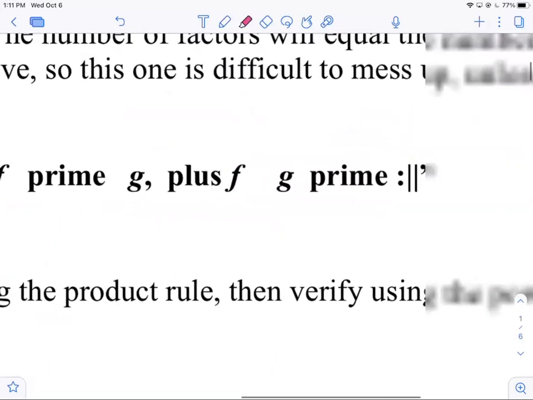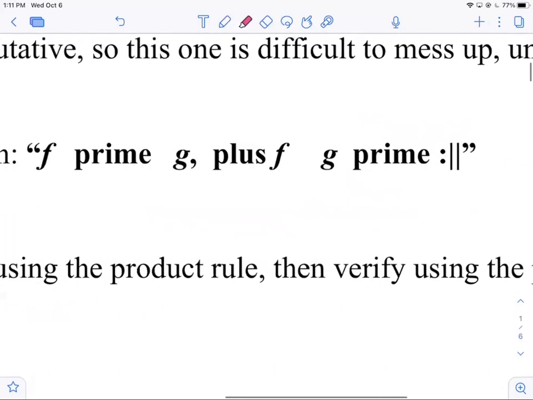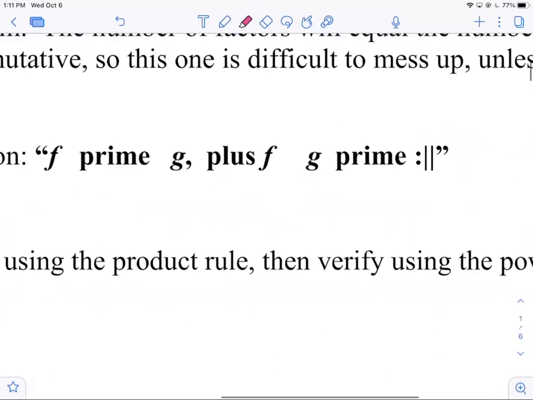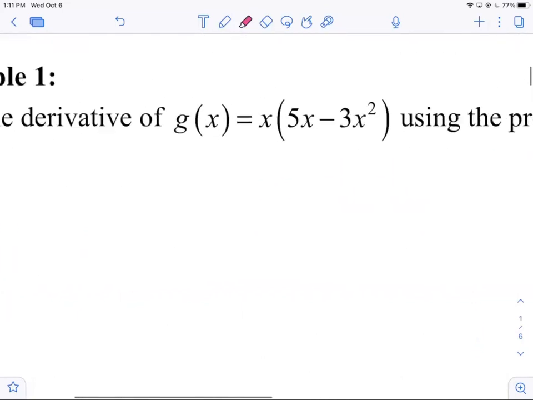So f prime g plus f g prime, f prime g plus f g prime. If that helps you too, that's good. All right, let's try it out.